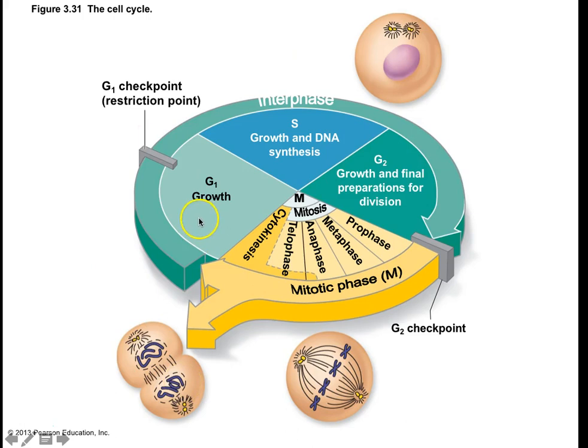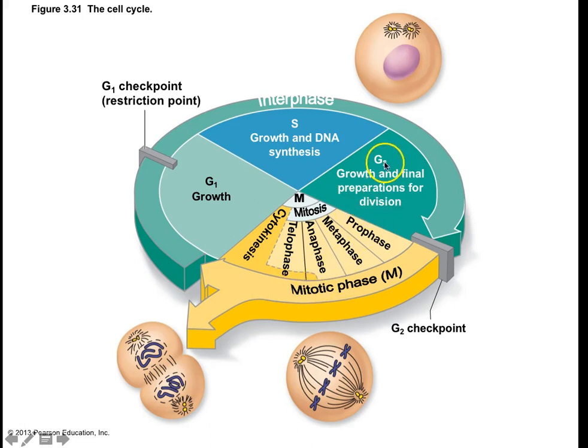Then it will go into G1 again, replicate its DNA, and thus finish any organelles that need to be synthesized in G2, and then you're going to divide again. So that is the cell cycle.